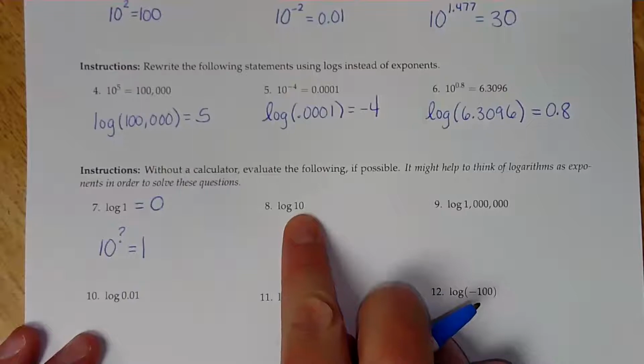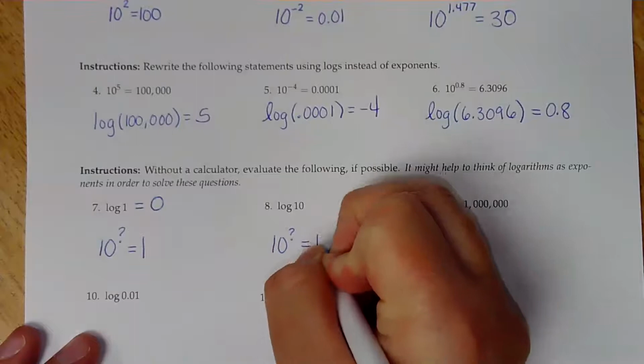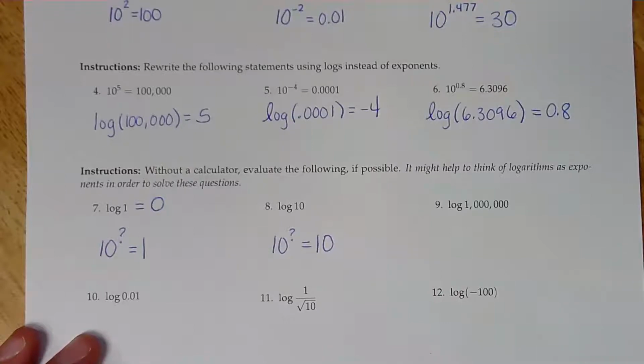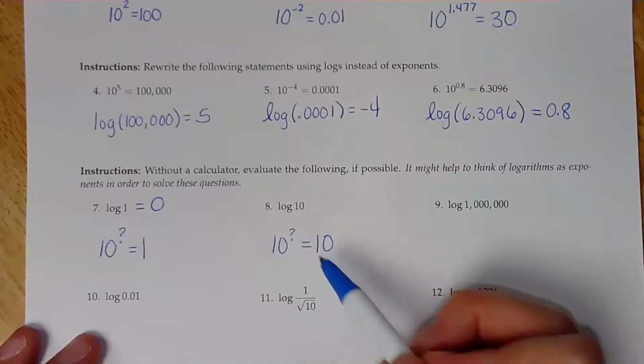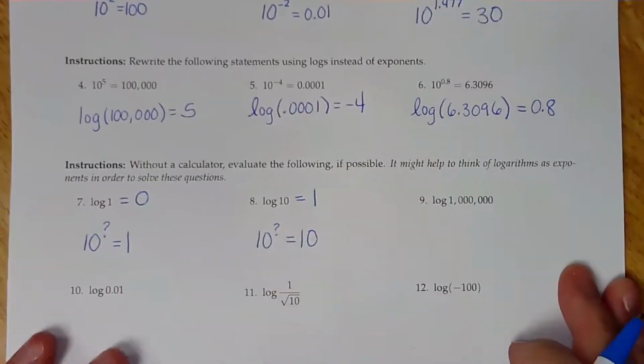So log of 10 means 10 to the question mark is equal to 10. Well, the best way to do that is just raise it to the first power, because anything raised to the first power is itself. So 10 to the first is equal to 10. So log 10 is equal to 1.